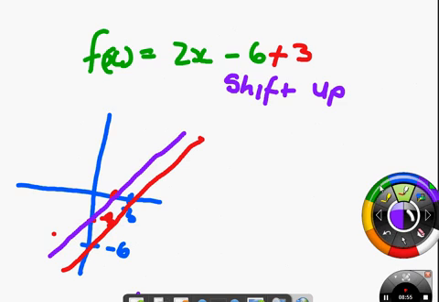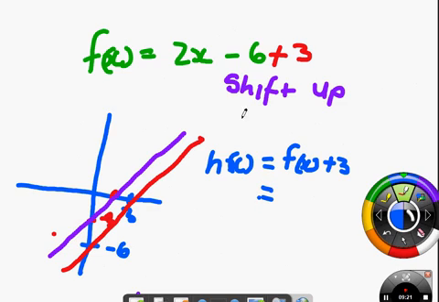And just to further it, my new function will be, let's call it a different name, because remember we said it's a shift, so it's going to be h of x. Remember, h of x is my new function, and we got it by taking f of x and we added 3. So h of x is the original function, the one in green, plus the 3 which I added, which will give me 2x minus 3. That's the shift up.